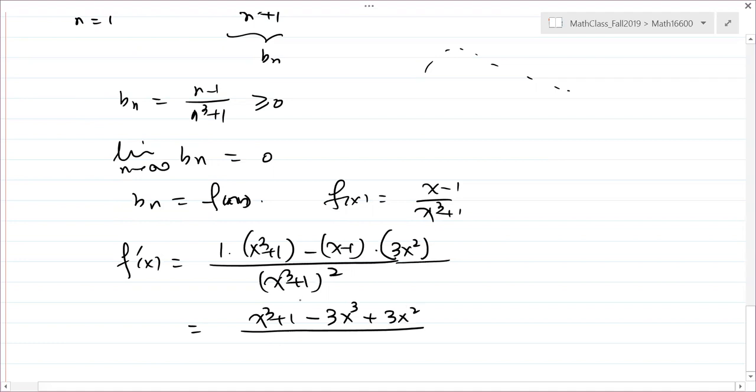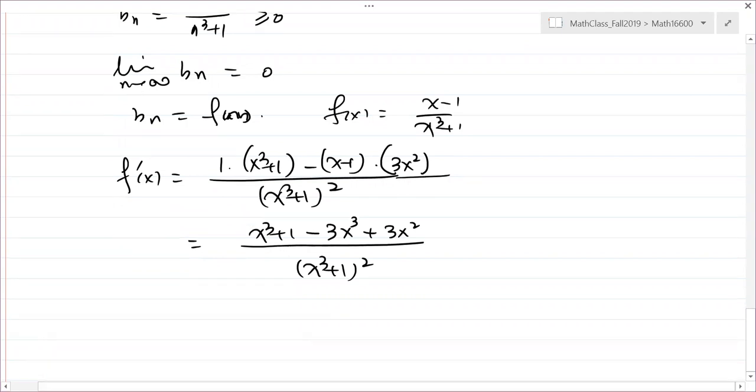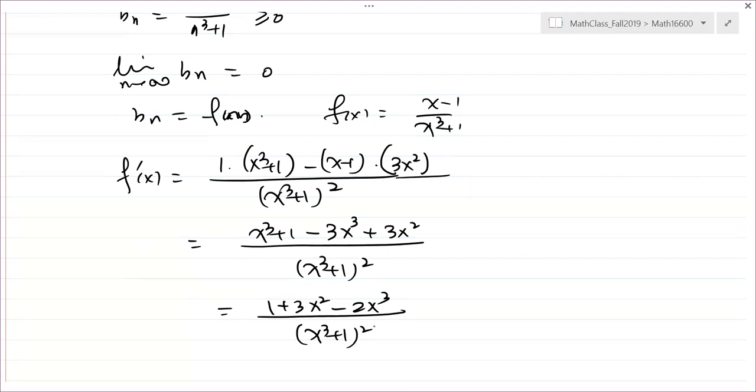You see, it's not easy to look at. Okay, so many terms there. So you got 1 plus 3x squared minus 2x cubed. I want to make sure this is going to be negative. Okay, so that means the third term in the numerator is getting large. I think it's going to be negative. But how do you say that?